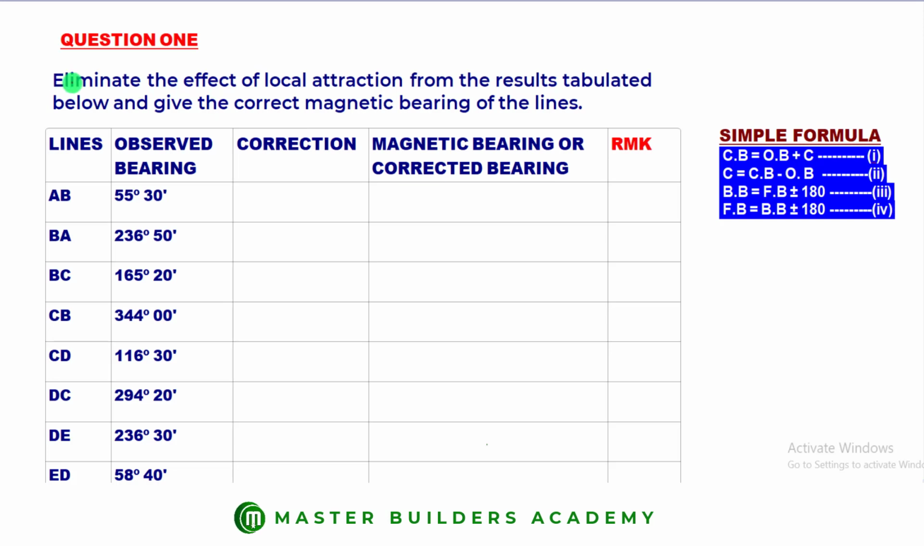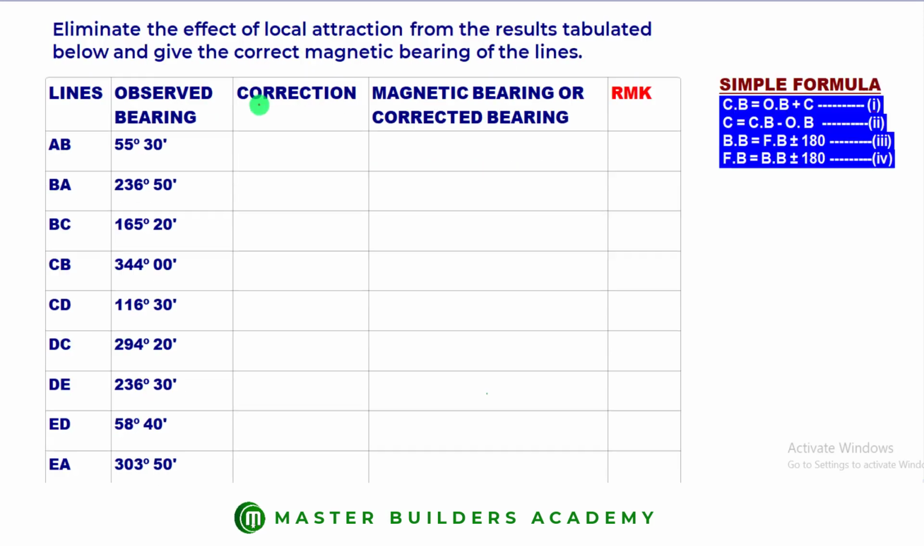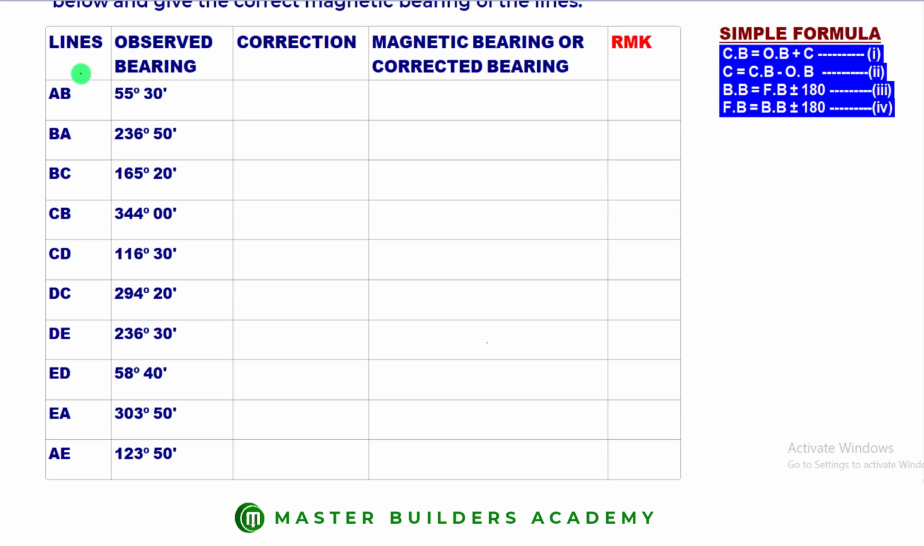The first thing that you will be given alongside this sentence are these first 2 columns, the column for the line and then the column for the observed bearing. So here we have about 10 lines: AB, BA, BC, CB, CD, DC, DE, ED, EA, and then AE. These are 10 lines, and each of these lines has its respective observed bearing. The next thing you want to do is to create 2 additional columns, one for correction, while the other is for magnetic bearing or the corrected bearing.